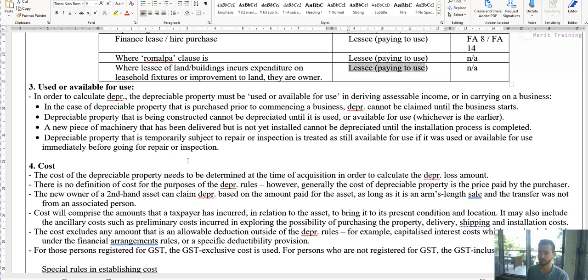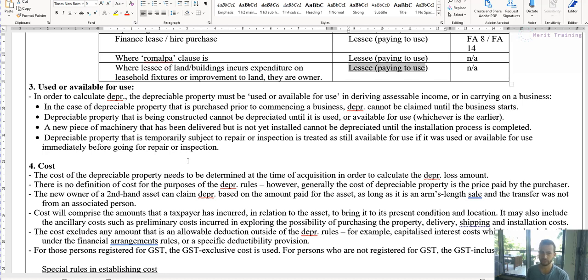For you to be able to claim depreciation, in the case of depreciable property that is purchased prior to commencing a business, depreciation cannot be claimed until the business starts, similar to the pre-commencement issues that we came across in the deduction chapter. Next, depreciable property that is being constructed cannot be depreciated until it is used or available for use, whichever is the earlier. So you can't claim depreciation until the asset's ready to be used and is actually being used.